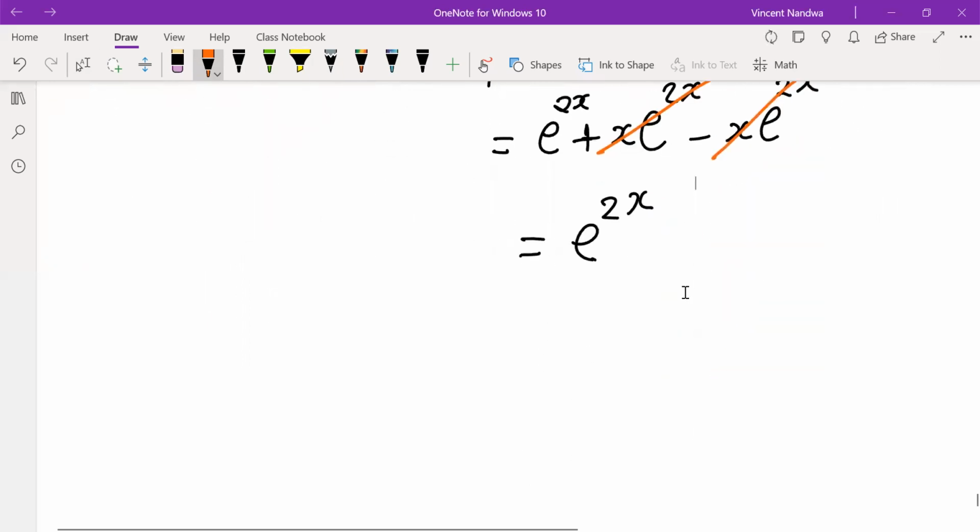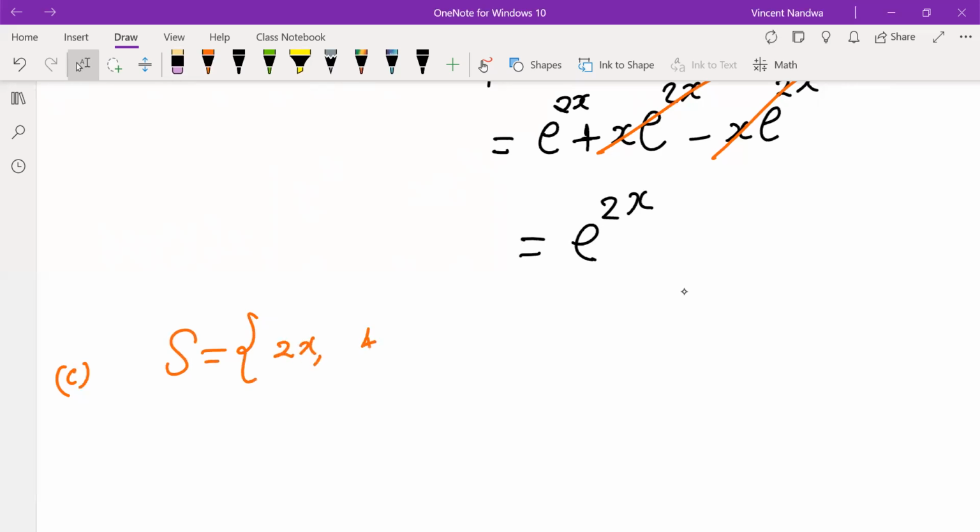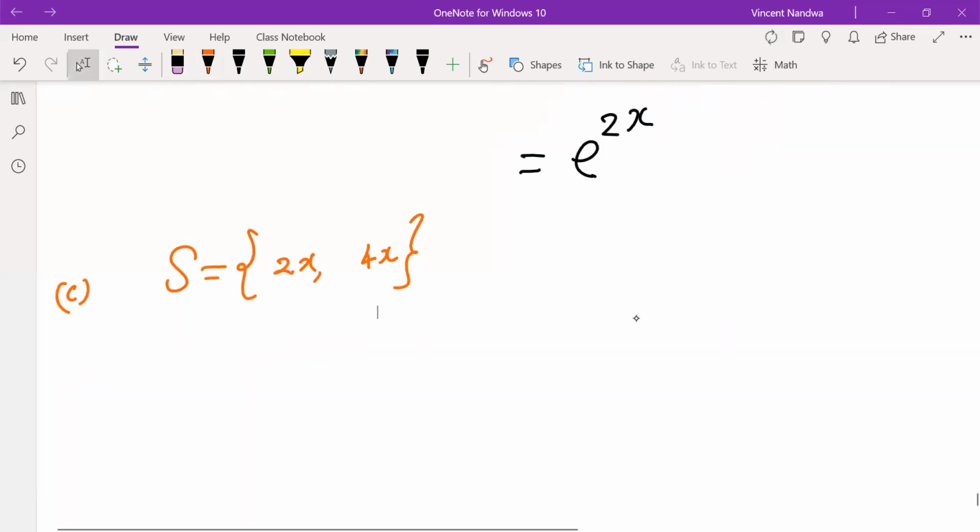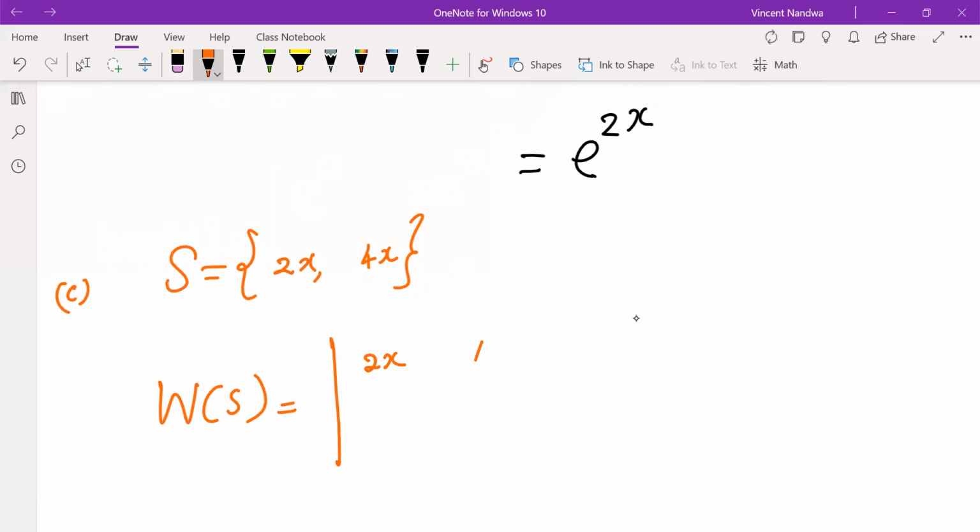And then C, S is given by 2x, 4x. So the Wronskian of S is the determinant 2x, 4x, and then the derivative is 2, derivative is 4, which will be 8x minus 8x, which is just 0.